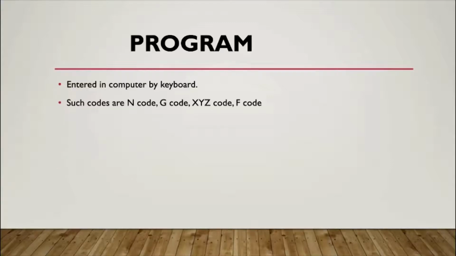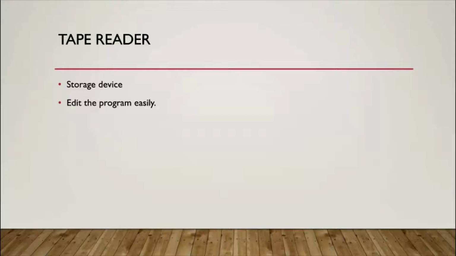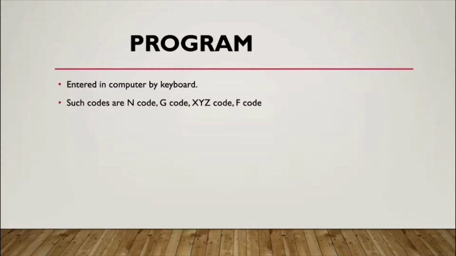Second is the tape reader. The tape reader is a storage device that stores the program. We can easily edit the program in the tape reader. If we find any correction or want to improve our design, then we can edit the program easily.